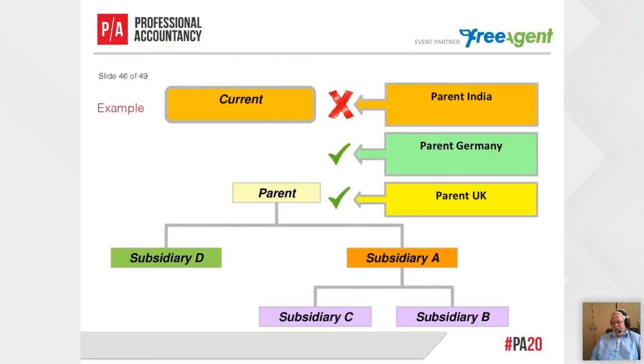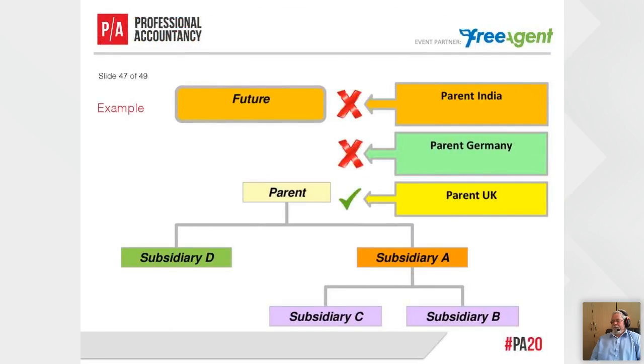So moving that forward then to our particular example, this is the position currently. If the parent was in Germany, it could issue the guarantee to subsidiaries A, B, and C in the United Kingdom, and therefore A, B, and C would be exempt from audit. Almost certainly, obviously, they've got to be consolidated as far as the parent is concerned in Germany. If the parent was in India, you'd never be entitled to the exemption at all because India is not part of the EEA.